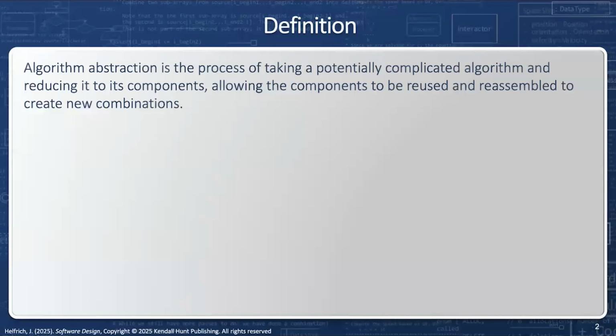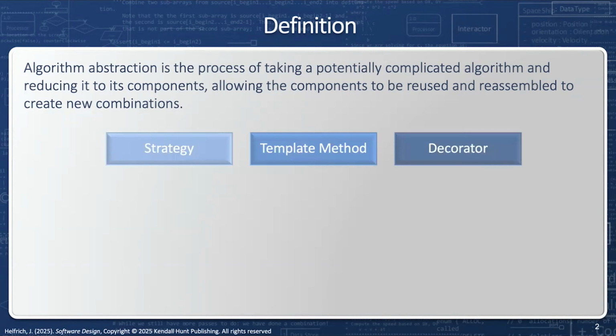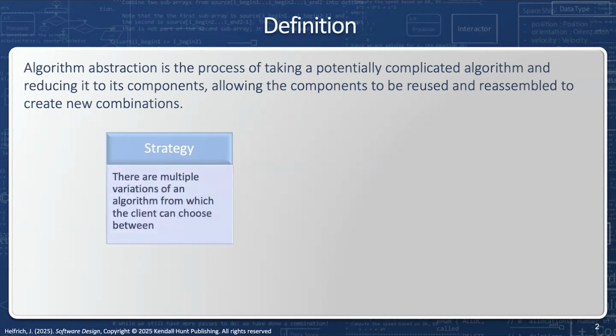into your application. Algorithm abstraction is the process of taking potentially complicated algorithms and reducing them to their components, allowing the components to be reused and reassembled to create new combinations. There are three types of algorithm abstraction design patterns: the strategy, the template method, and the decorator. Today, we're going to talk about the strategy. In this one, there are multiple variations of an algorithm which the client can choose from.